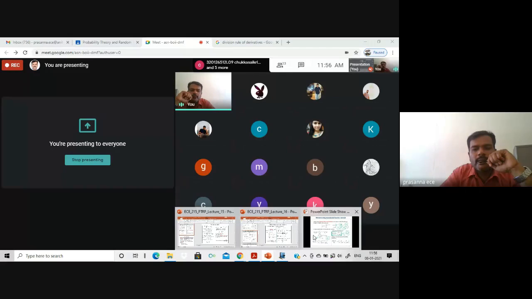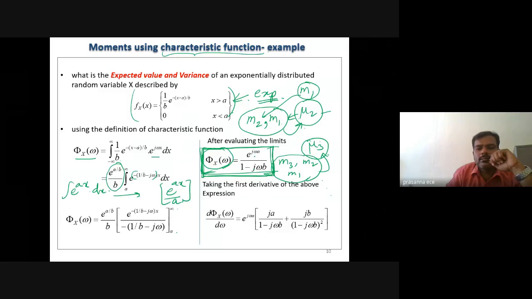Once you know this is the characteristic function, for evaluating say the fourth moment, what you are going to do? You are going to take the derivative 4 times. You are going to differentiate this function 4 times, and you are going to substitute omega equal to 0 in that final result. If you want to get the fifth moment, you are going to take the derivative 5 times. Taking derivative is faster and easier than taking integrals. So that is why we are going for this characteristic function method to evaluate moments.